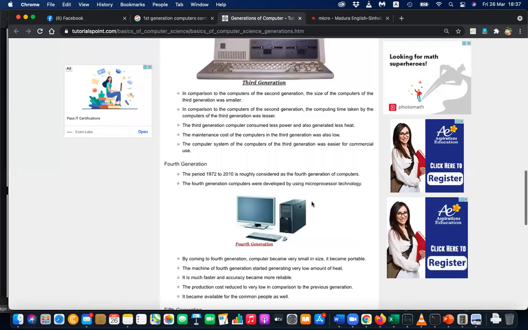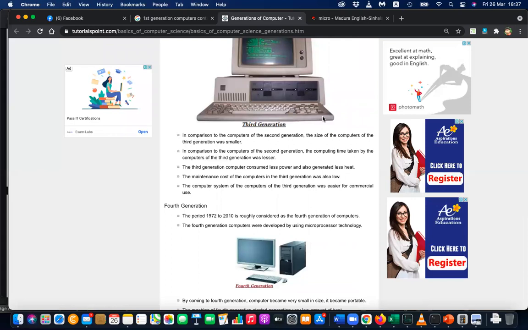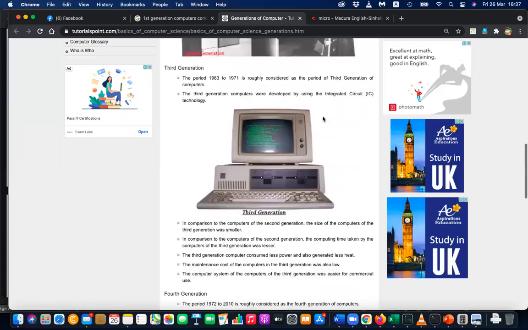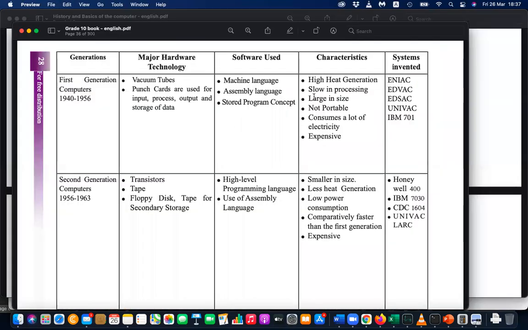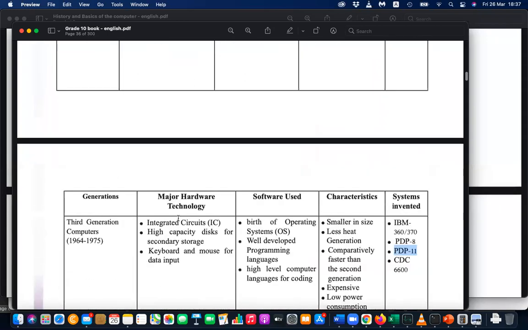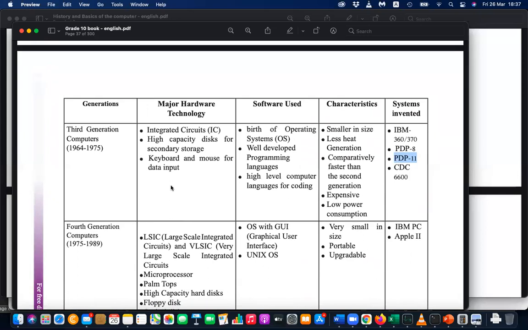And when it comes to the third generation, you can see a very good keyboard. So here you had a keypad, and here also you have a keypad. Anyway, keyboard or keypad is the main input device. But the mouse was introduced with GUI in the third generation, right?